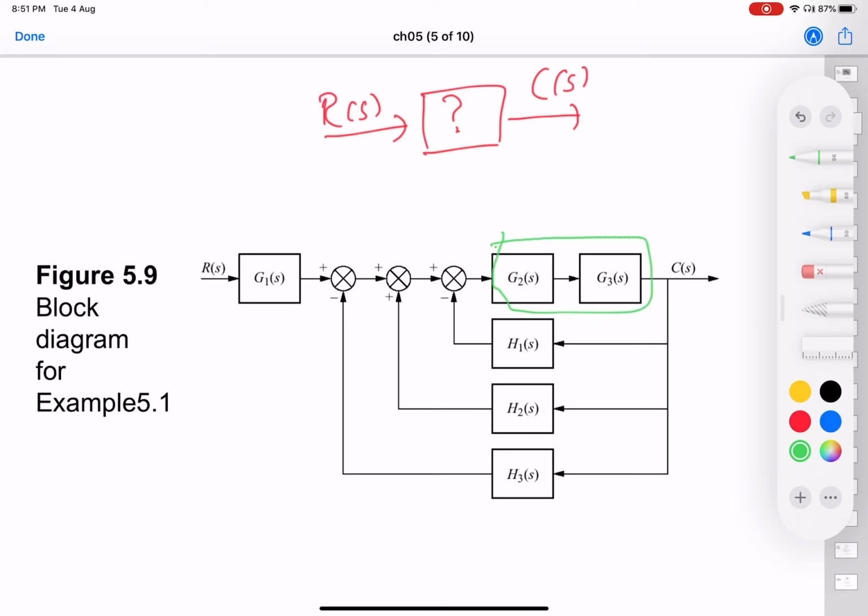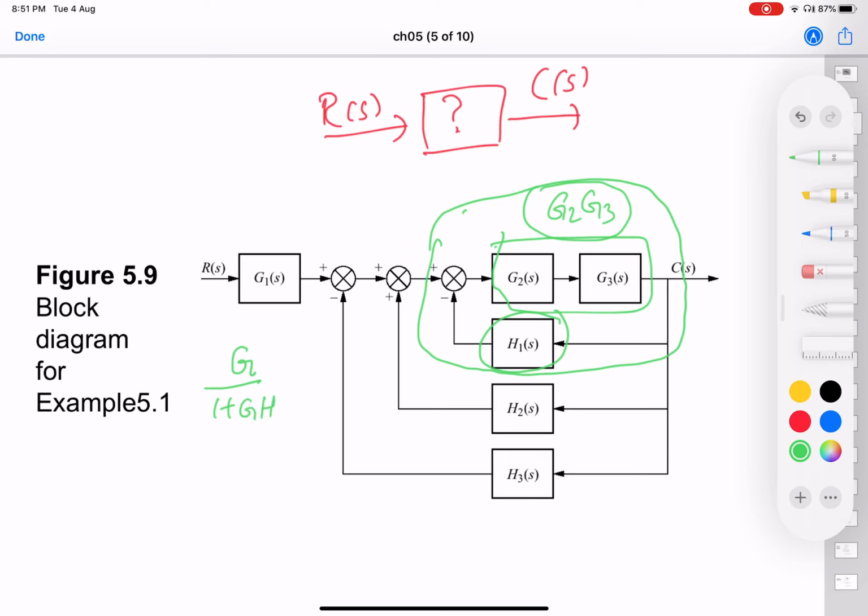So you can multiply these two and say this is G2, G3. And then this G2, G3 and H1 are in feedback. So this whole block here can be replaced by the overall transfer function, which is basically negative feedback. And for negative feedback, the overall transfer function is G divided by 1 plus GH. So your G is G2, G3, and your H is H1. I have dropped the subscript S for brevity, but you have to write it.